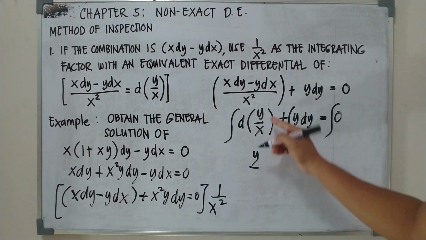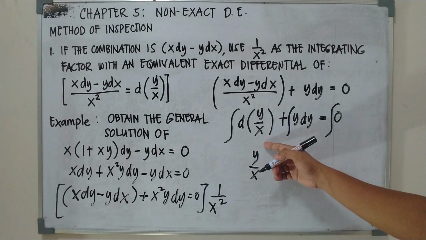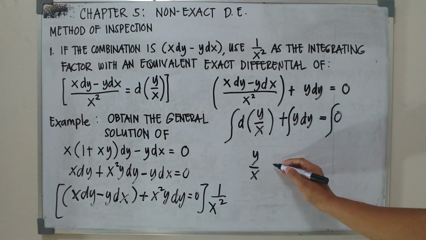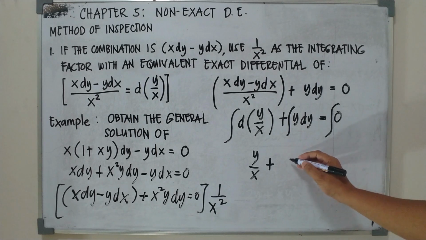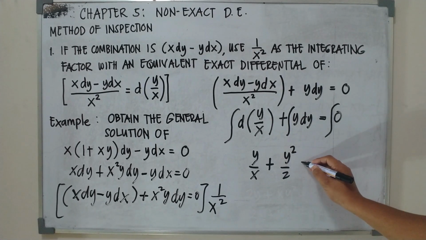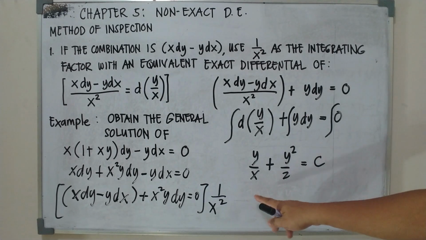Di ba? Yung value is y over x. The derivative of y over x, the differential of that is simply the value of your y over x. So, plus, this one is using yung power formula. So, this is equals to y squared over 2. And this is equals to c. Meron ka ng general solution.